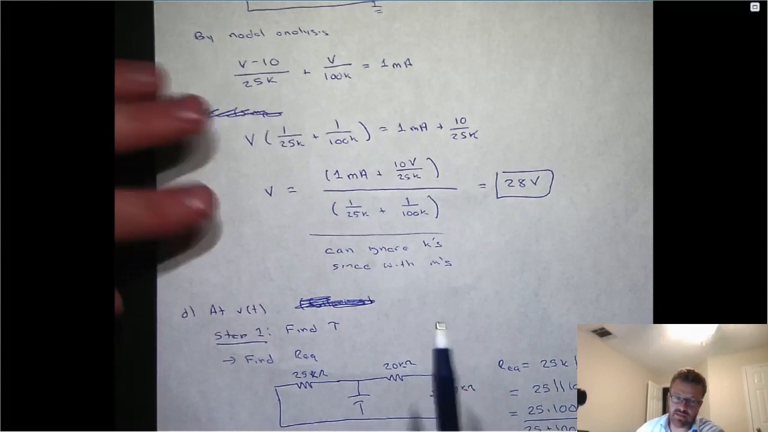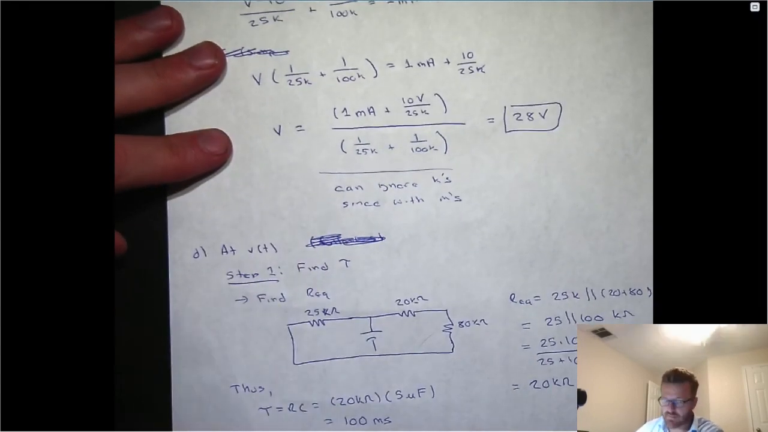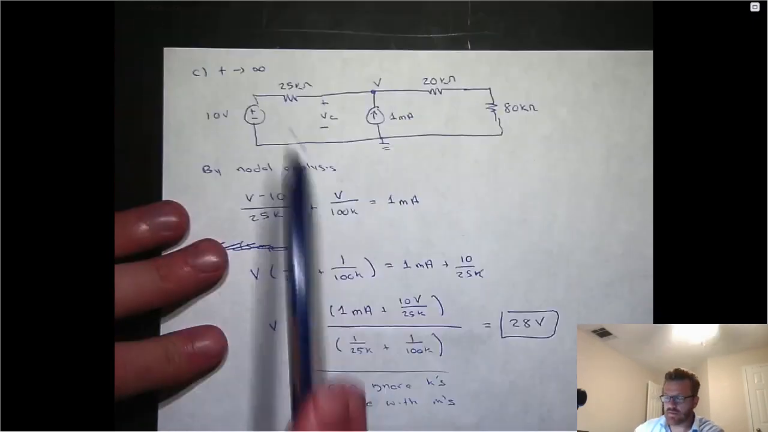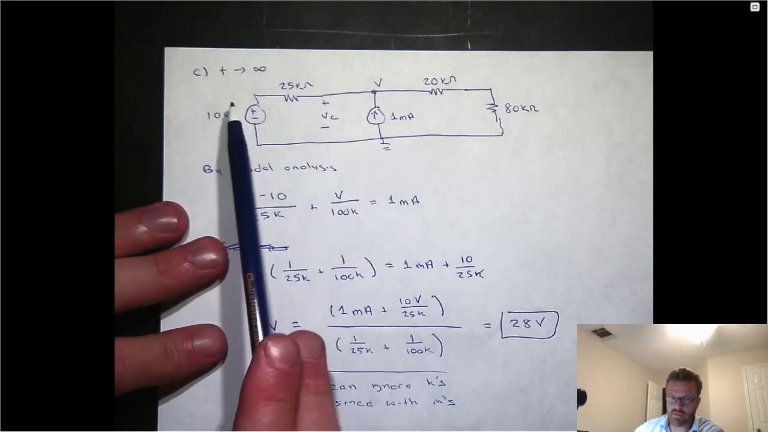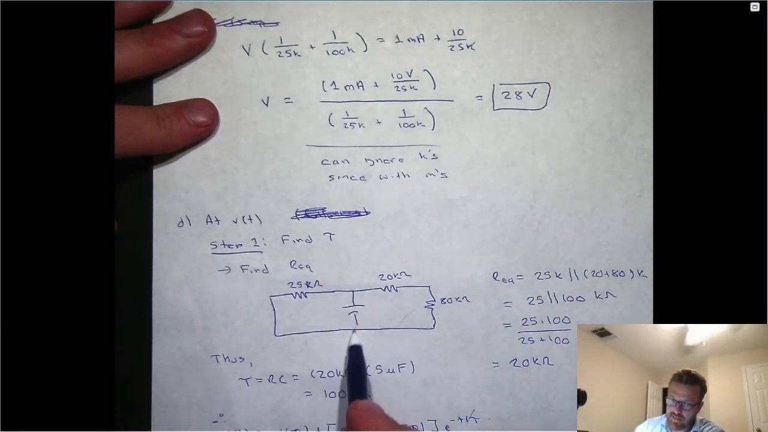So now we can go back and use that formula sheet. If we want to find the value of the voltage at any time, the first thing we have to do is find the time constant. The way we find the time constant is go to this circuit, turn these two sources off, meaning short out the voltage, open up the current. That's the circuit you get. And find the equivalent resistance with respect to the capacitor.